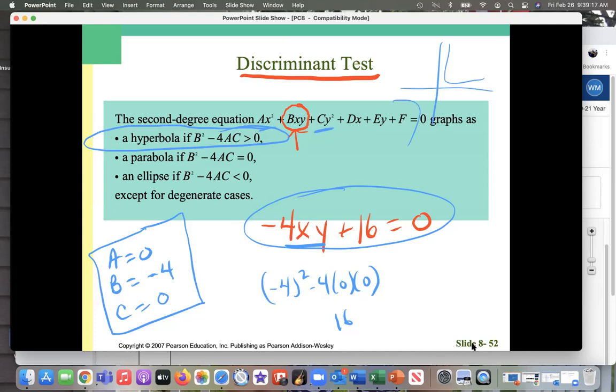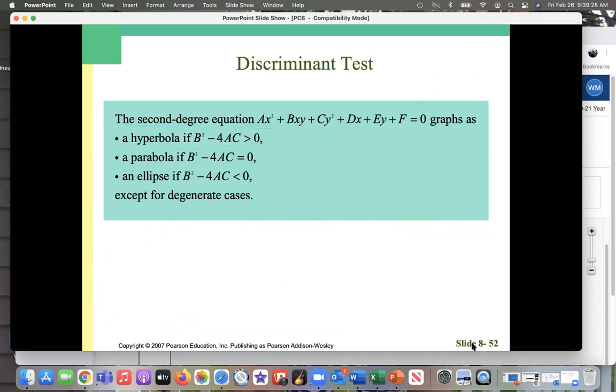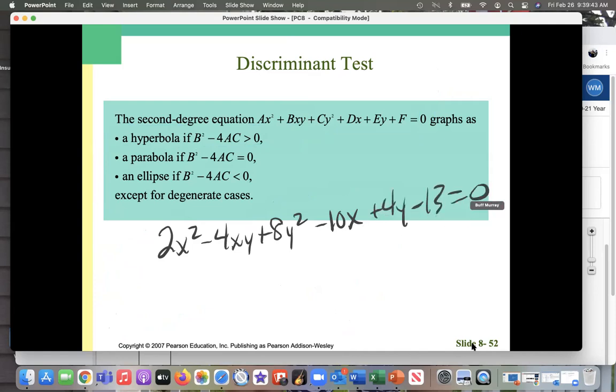All right, now, what if I gave you another equation? Well, let's see here. And I'm going to get rid of some stuff here. I'm going to clear this stuff out. What if I said, can you figure out what this one is? And I'm being nice because this is in the form that you need. What type of a conic would that be?